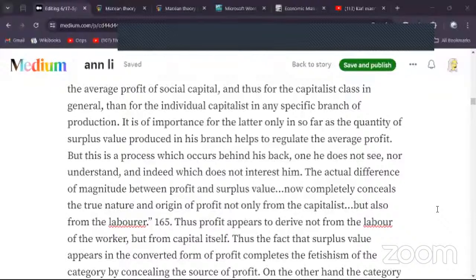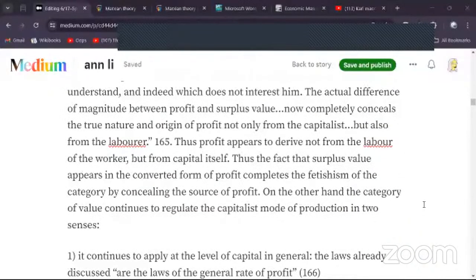In other words, the laborer was mystified at the front end because they didn't know where their wages were going, or what was making surplus value. And this is the argument you have in labor negotiations. But now the capitalist doesn't really know what's going on, and in some ways the evil can be obscured because, well, I use the stuff we made to buy back stock or whatever. Thus, profit appears to derive not from the labor of the worker, but from capital itself. Thus, the fact that surplus value appears in the converted form of profit completes the fetishism of the category.